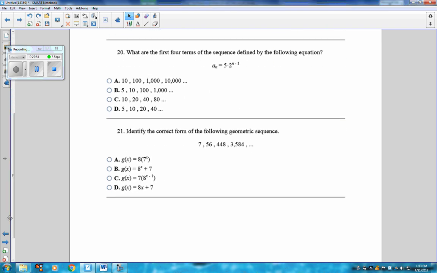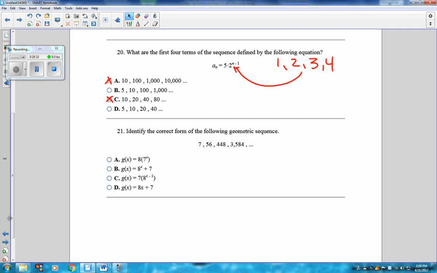Problem 20 says, what are the first 4 terms of the sequence defined by the following equation? All I'm going to do here is plug in the numbers 1, 2, 3, and 4 into n to see what I get. So 5 times 2 to the 1 minus 1 power gives me 5. So I know it can't be A and I know it can't be B.